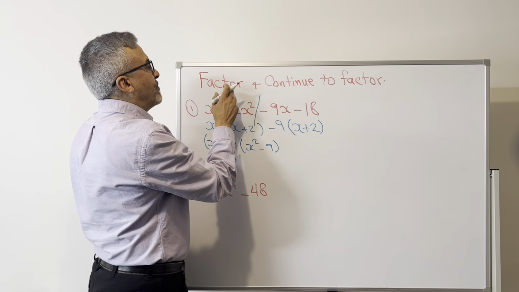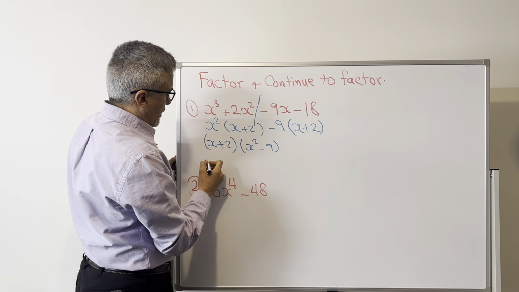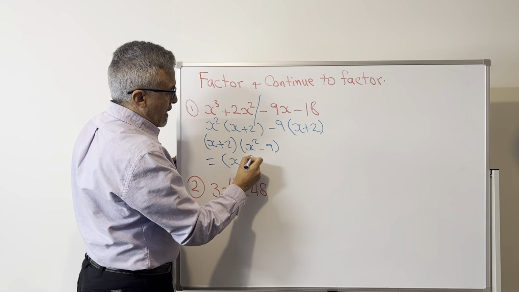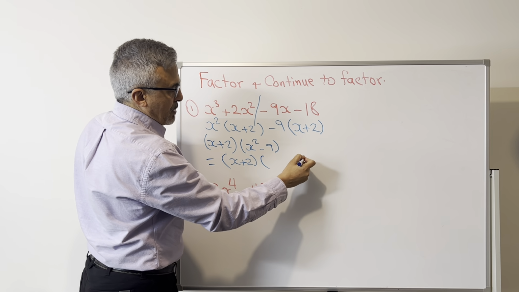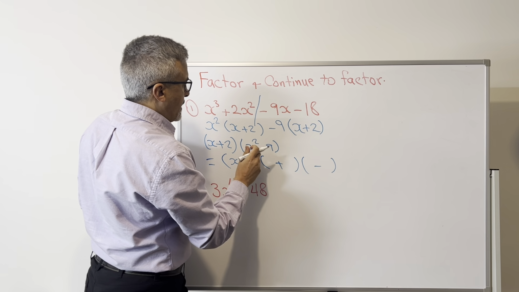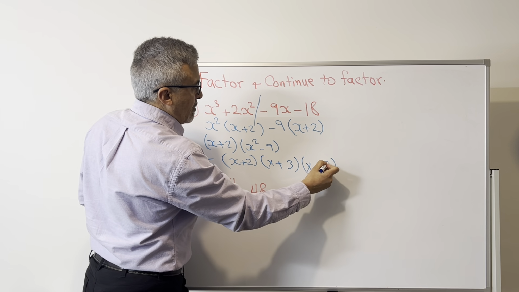The title was Factor and Continue to Factor. This doesn't stop here. The next step will be x plus 2, and you should realize this is the difference of two squares, where you just put two sets of brackets, one plus, one minus. You put an x in each one here. The square root of 9 is 3. You throw the 3 here and there.